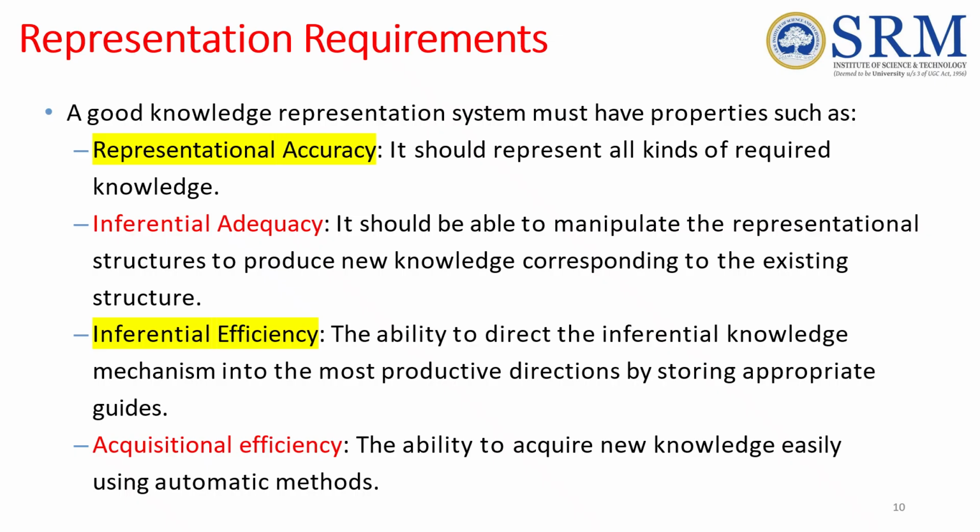Next is inferential adequacy. It is the ability of a knowledge representation system to generate new knowledge from the existing knowledge through reasoning. It allows the AI to draw conclusions and supports intelligent decision making. This is the main purpose of inferential adequacy.